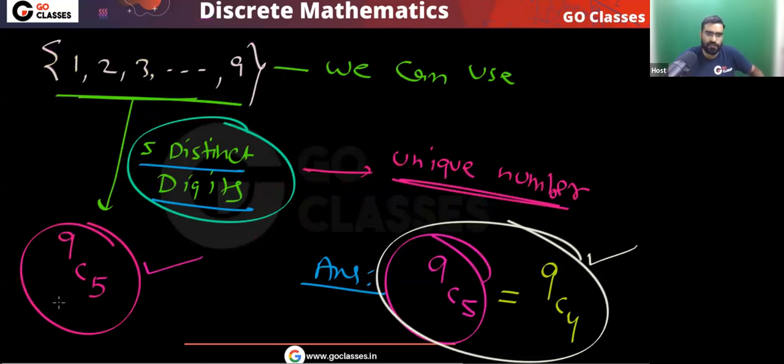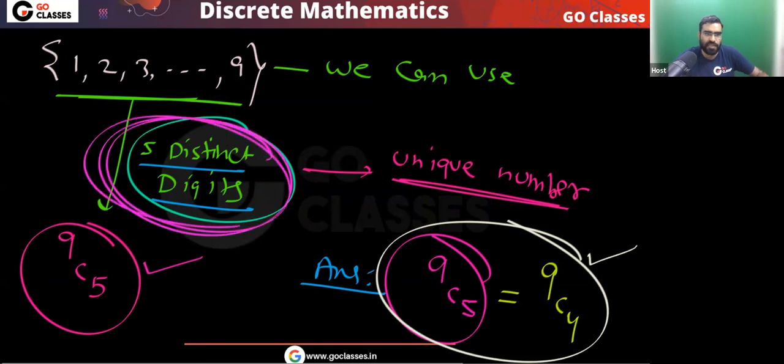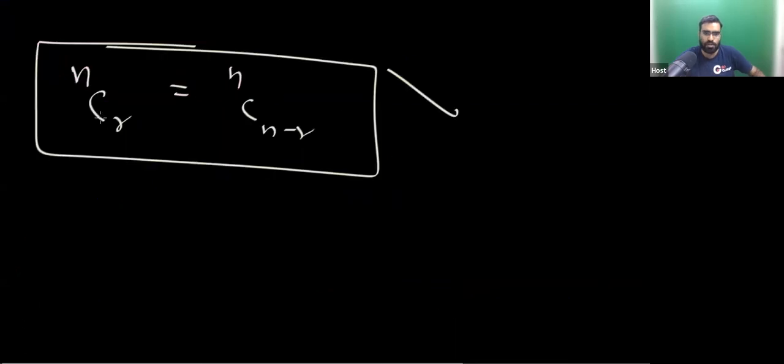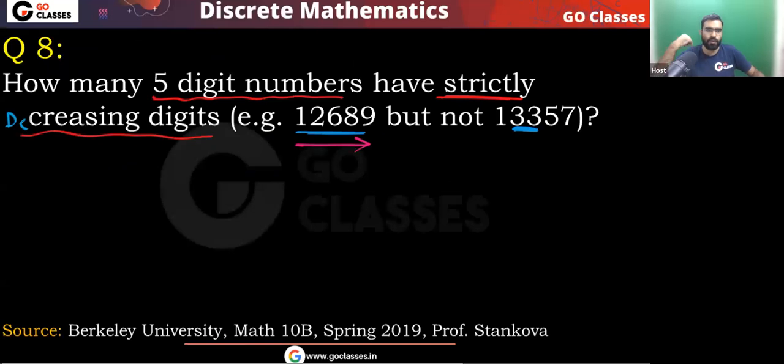From these, you can select 5 digits. Once you select 5 distinct digits, then a unique number you will get. So your answer will be how many numbers you can create. That will be how many ways there are to select 5 distinct digits from these 9. So the answer will be 9C5. That is equal to 9C4 because nCr is equal to nC(n minus r). So simple.